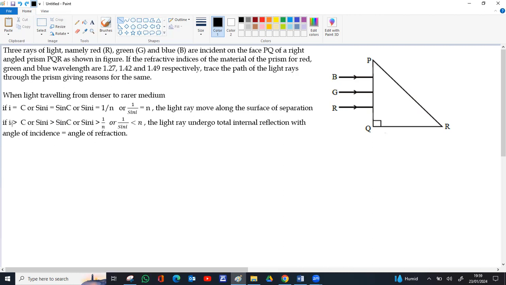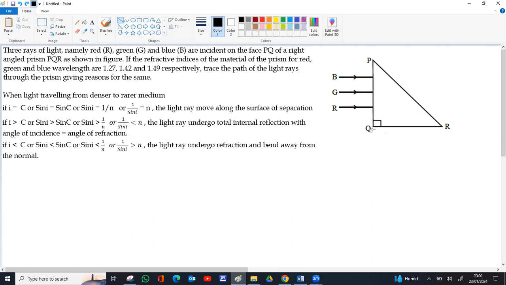The third case, if I is less than C, sin I will be less than sin C, sin I will be less than 1 by n. When you take the reciprocal, 1 by sin I will be greater than n. In that particular case, light just goes refracting from denser to rarer, bending away from the normal. In denser to rarer or rarer to denser, both cases, if the angle of incidence is 0, the light goes straight without any refraction.